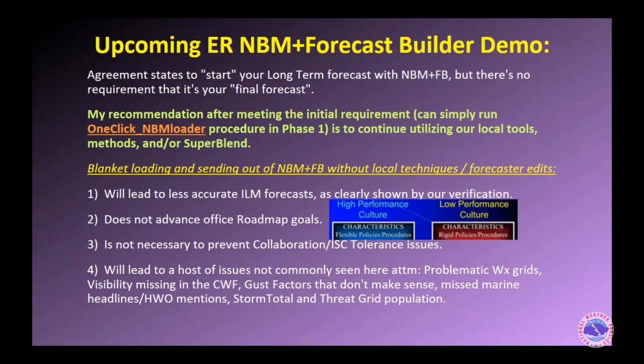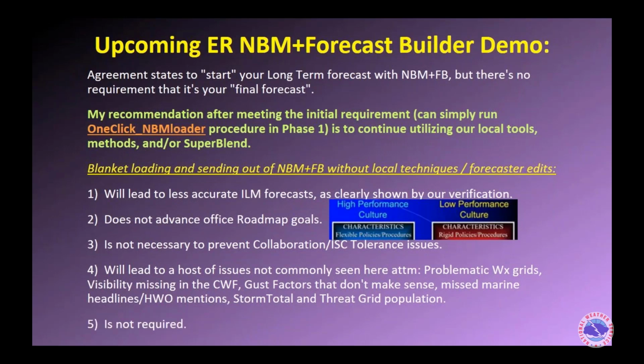Also, marine headlines are going to be missed because a lot of times the winds are too low, which I mentioned. We tend to, as an office, try to mention small craft possible in the HWO out in time. Because of this washing out and low bias of the winds, we're probably going to be missing some of these mentions as well. Also, storm total grids are not computed, and our threat grids are not populated also, which we kind of use for hazard decision making as well.